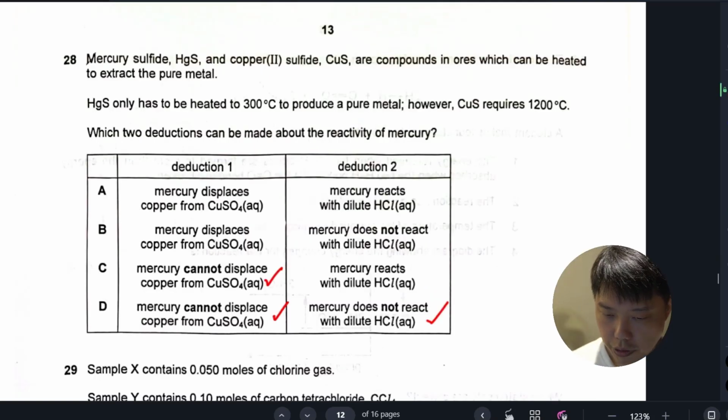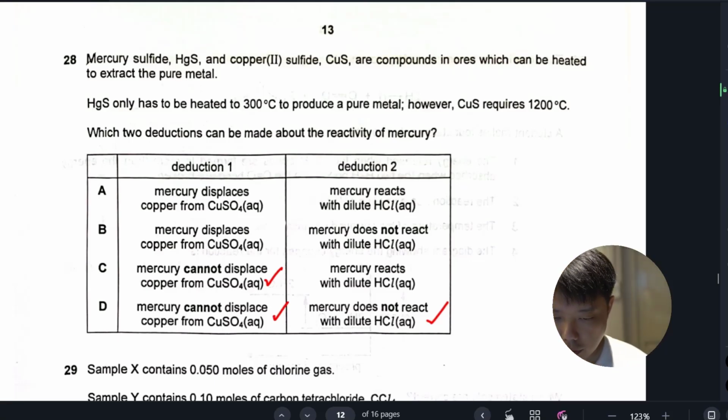Okay, so for question 28, we have mercury sulfide and copper sulfide, which are heated to extract the pure metal. Mercury sulfide only needs to be heated to 300 to get a pure metal, but copper sulfide requires 1200 degrees Celsius. Which two deductions can be made about the reactivity of mercury? So we're just going to compare mercury with copper.